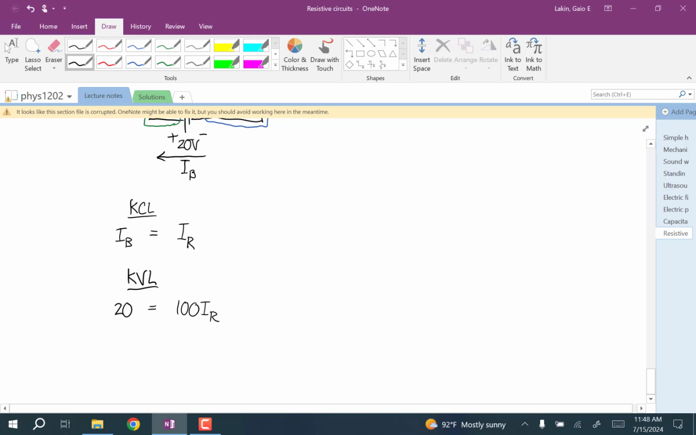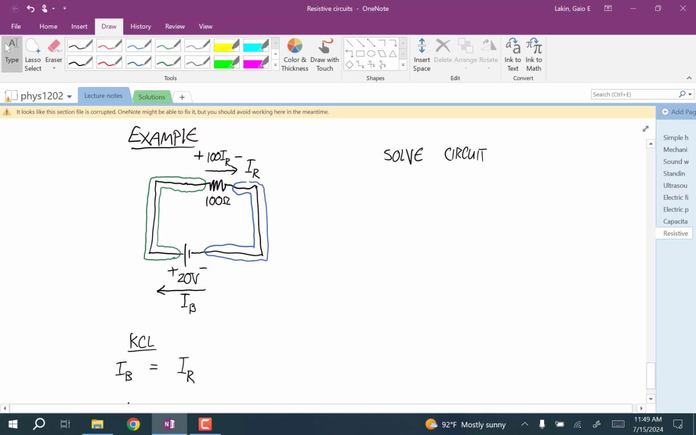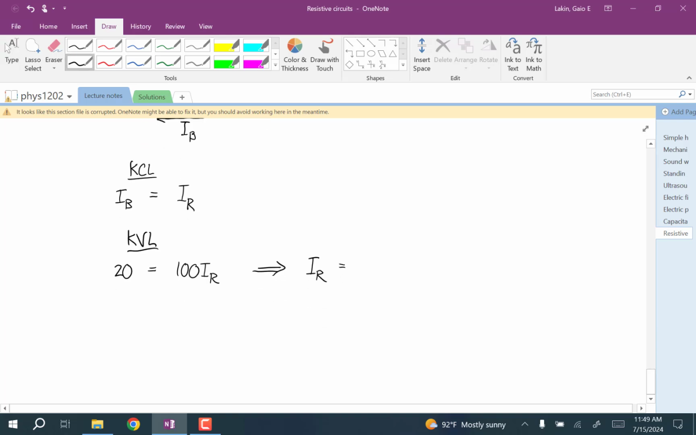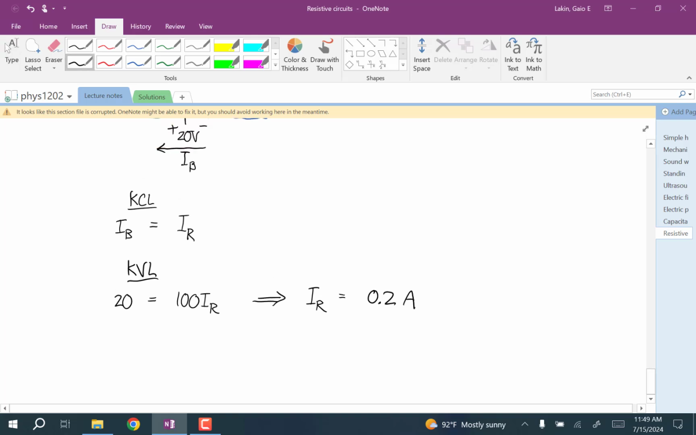And now we can, piece by piece, this is a system of equations that you have to solve together by substitution. And so this one says that IR is equal to 0.2, and this is in amps. And since we know that IB is equal to IR, this is also the current coming out of the battery. Since this is positive, we guessed those directions correctly.